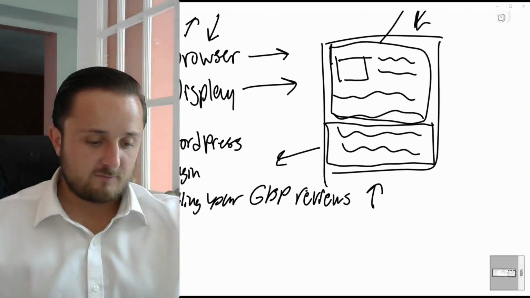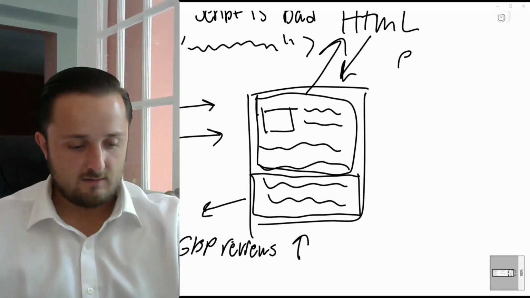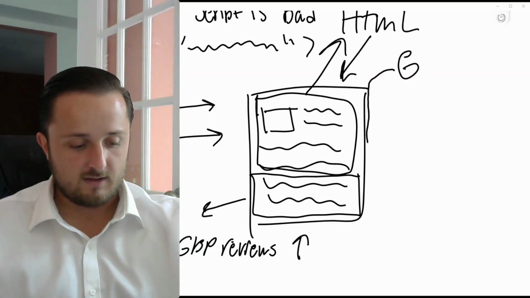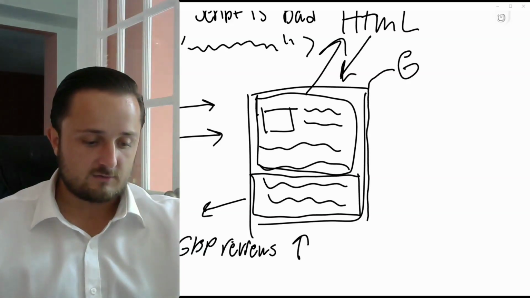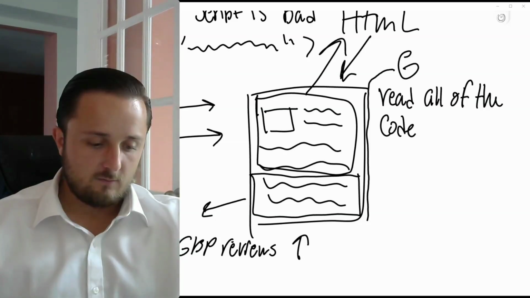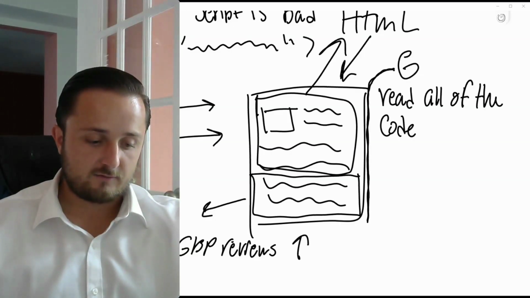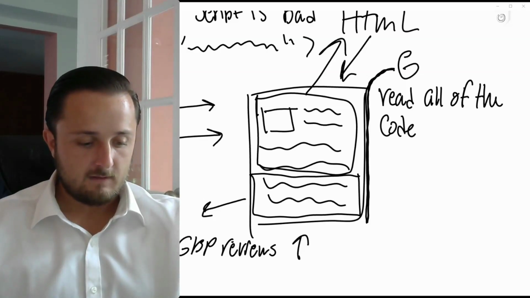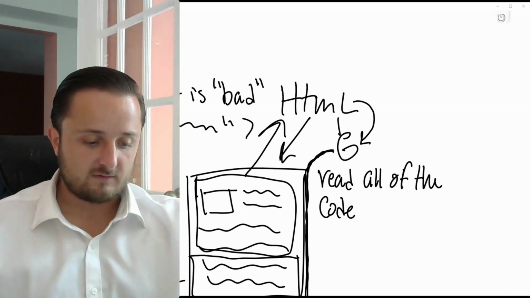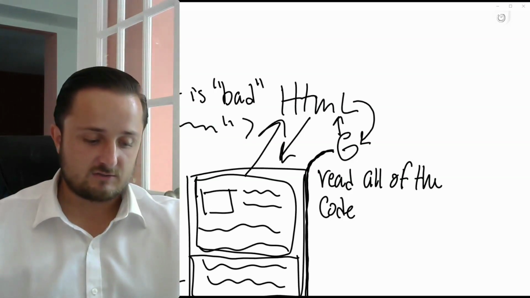So when Google comes by, we're going to make G, this is Google. When Google comes by and crawls, and what crawling means is that it's going to slowly go down your page and read all of the code, it reads all of this code on your page to get an understanding of what it's about, what's on this page, etc. The static HTML, Google's going to see. Google will always see the HTML or the static HTML.